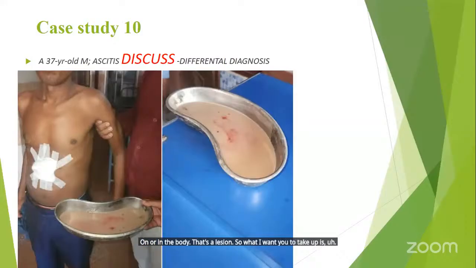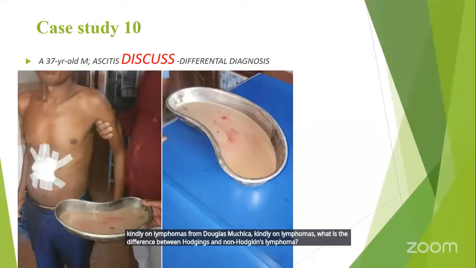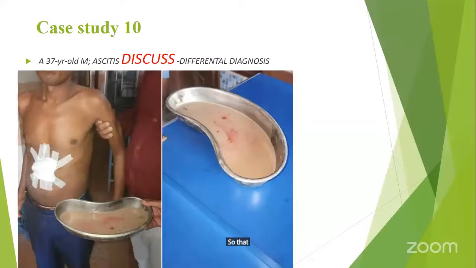So what I want to take up is a question on lymphomas from Douglas Muchika. What is the difference between Hodgkin's and non-Hodgkin's lymphoma? That is now purely cytology and histology and part of hematology. But now, classification of lymphomas, it's a big story. But on the microscope, the Hodgkin and non-Hodgkin's.